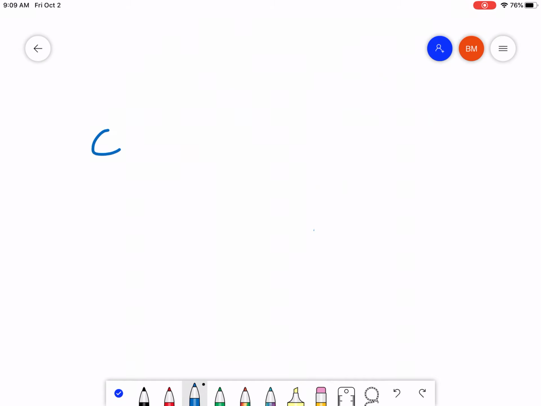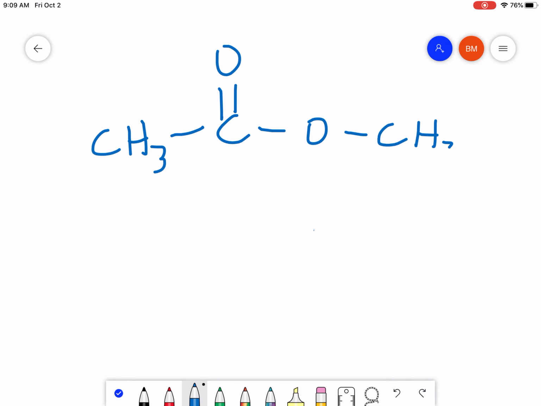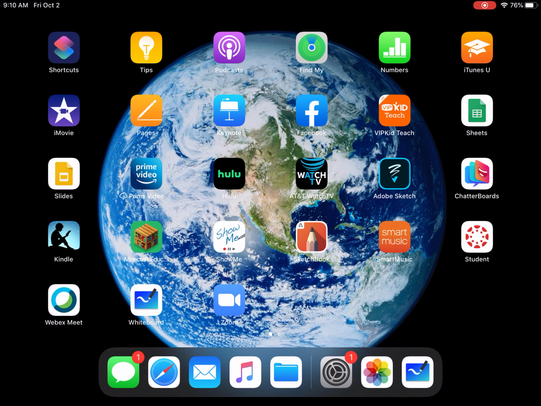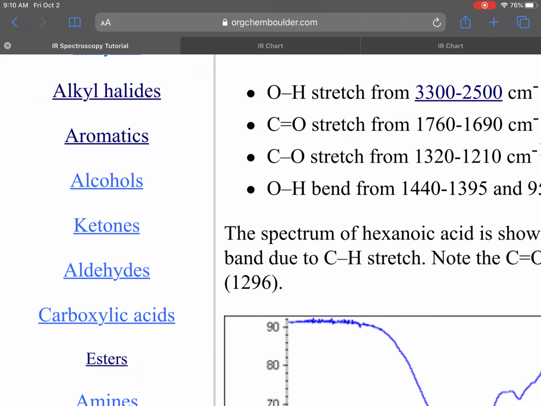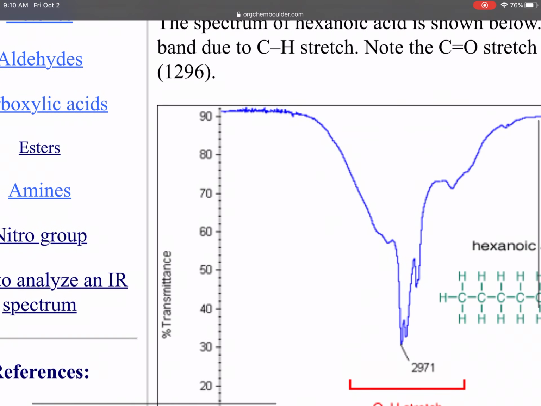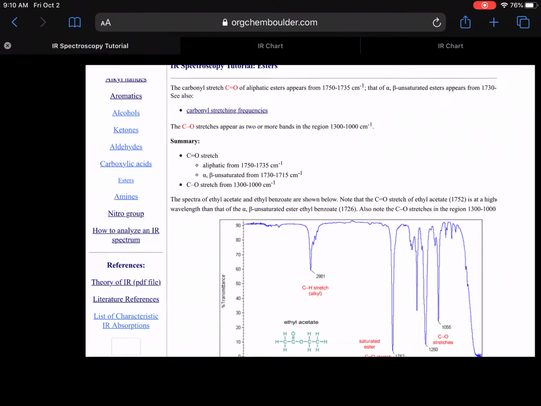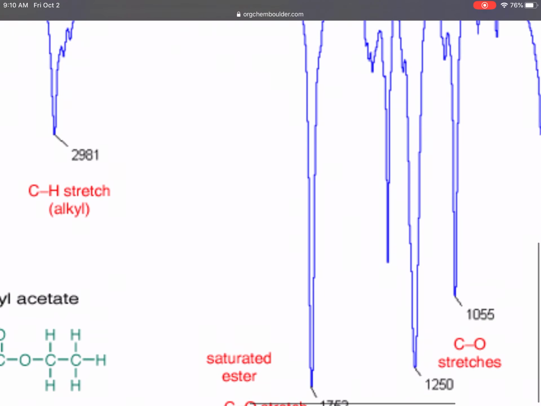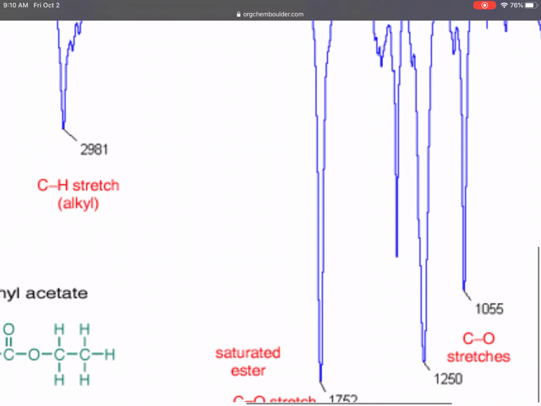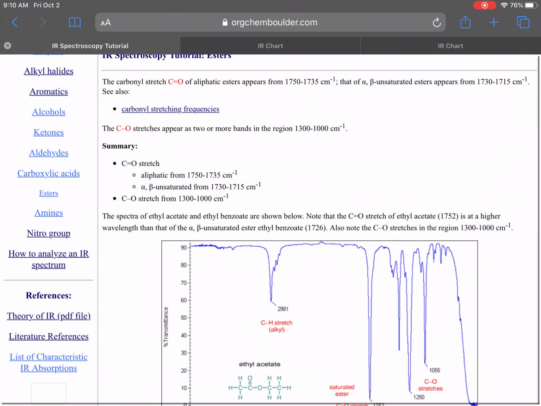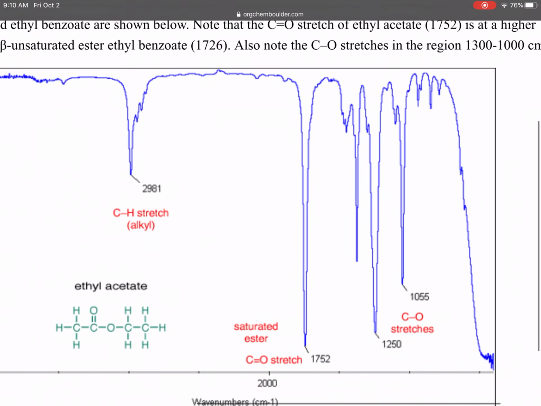Let's take a look at an ester. Esters are more subtle. They don't stand out quite as much as acids do. They have something like this. So obviously, carbonyl stretch. Give me an ester. There we go. So yeah, carbonyl peak here at 17... well, kind of cut off there. Oh, there it is, 1752.